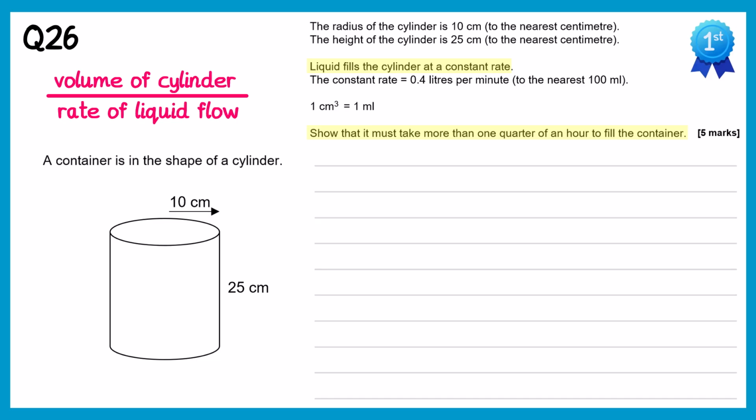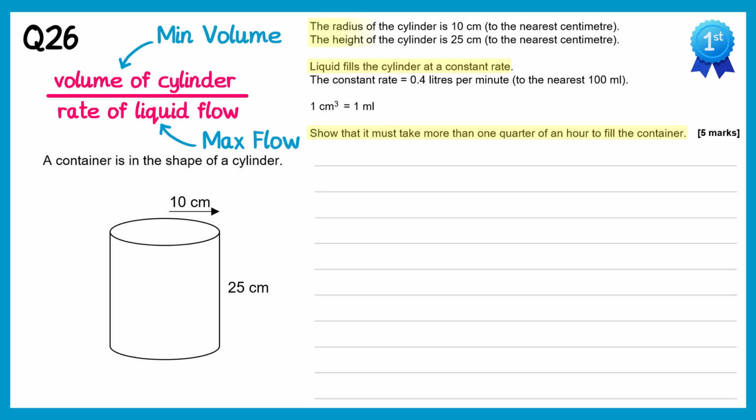The cylinder will fill fastest if its volume is lowest. So we're interested in finding the minimum volume. The container will also fill fastest if liquid is flowing in at the highest rate. So we're looking at the maximum rate of flow. So let's start with the minimum volume.